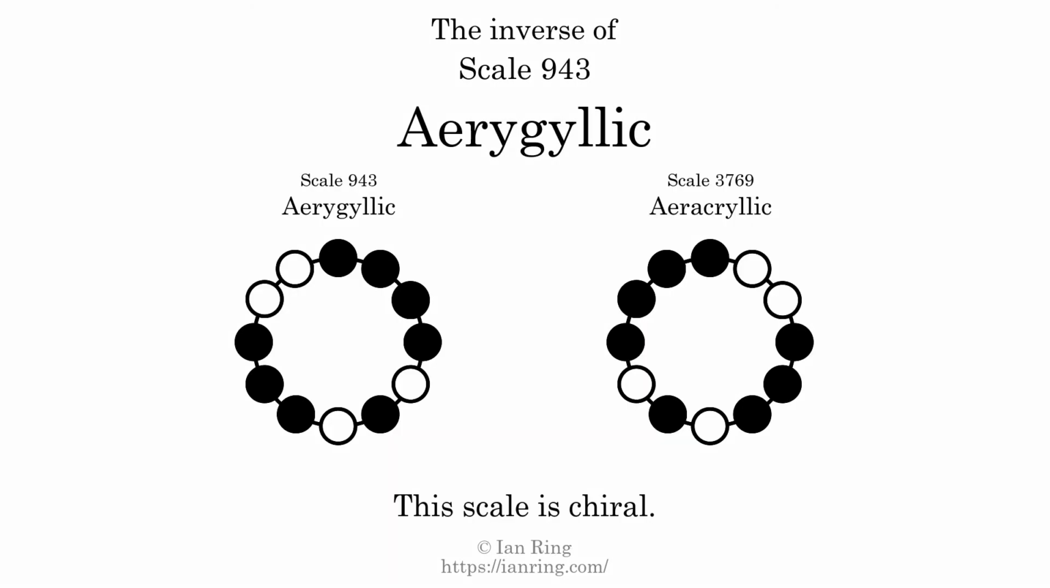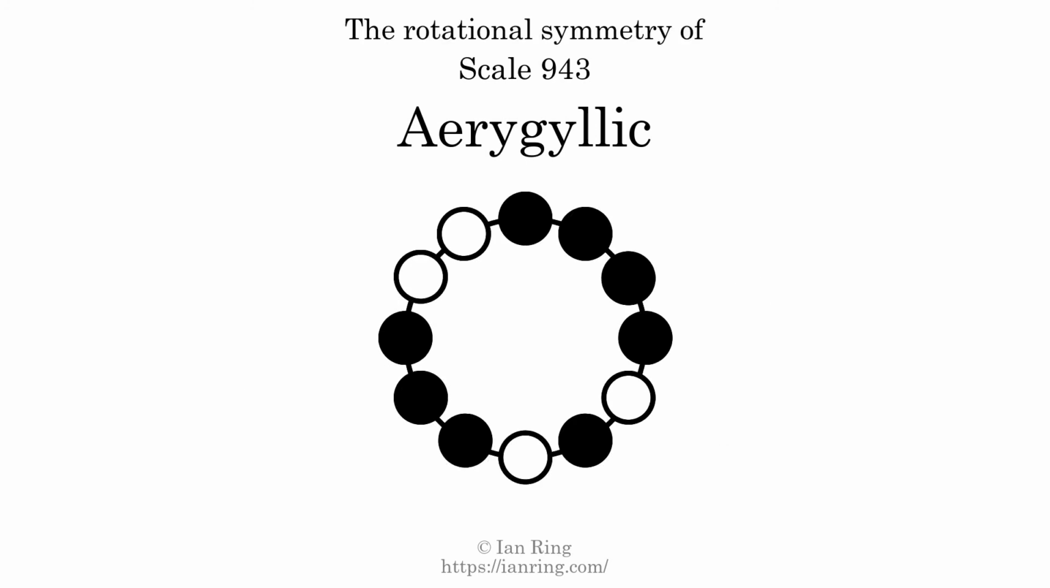The inverse of a scale is a mirror image. It is what you get when the sequence of intervals is reversed. The inverse of this scale is scale 3769, also known as Aerygyllic. This scale is chiral. It cannot transform into its inverse by rotational transformation. This scale has no rotational symmetry.